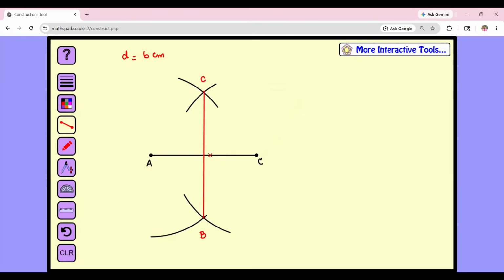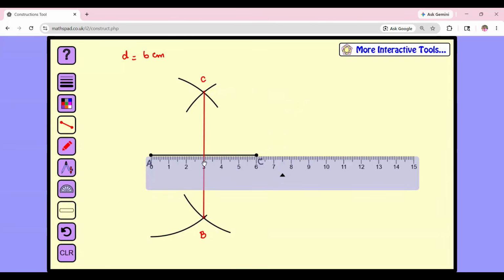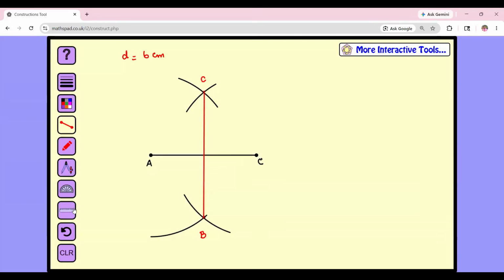Okay, if I join these 2 points, it will be a perpendicular bisector. It will be exactly 90°. At the same time, it will divide into 2 equal halves. Let's just measure and check. This should be 3 centimeter. This also is 3 centimeter. Correct? This is how you construct the perpendicular bisector.